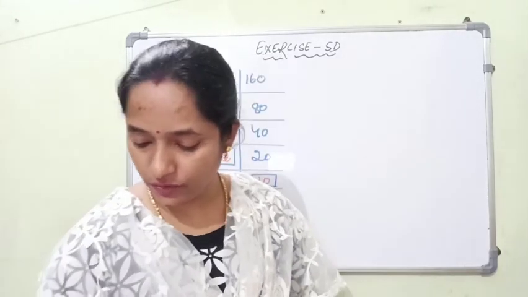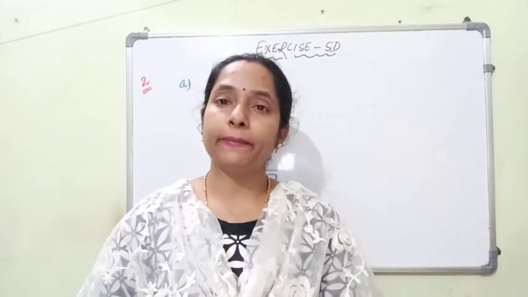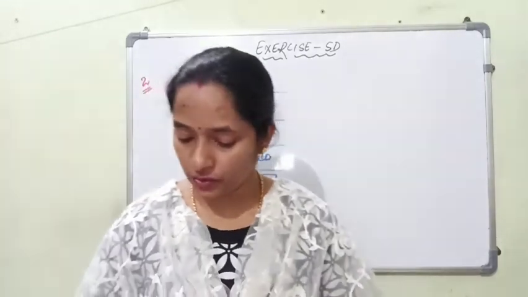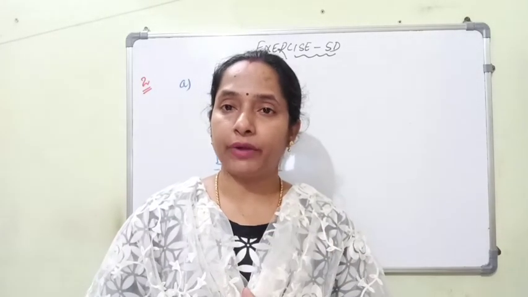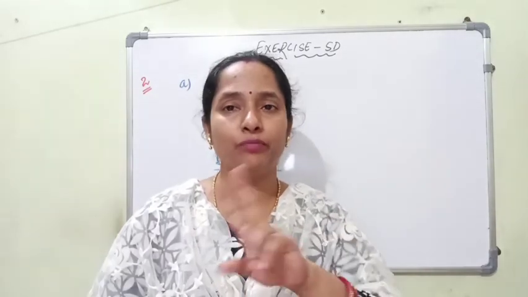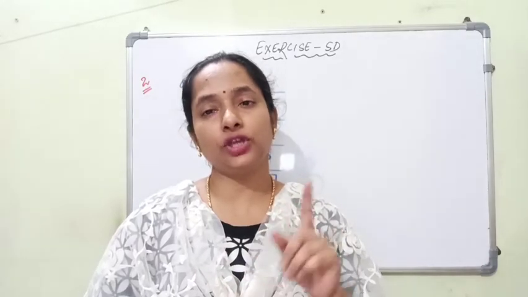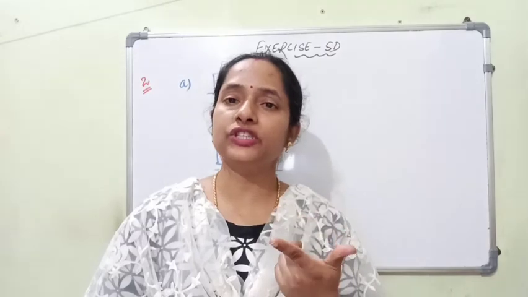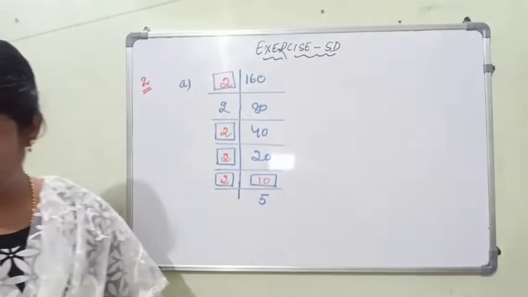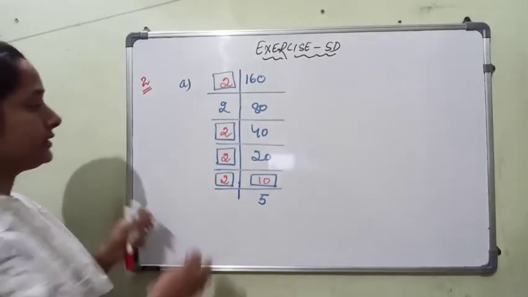Okay, the next question we have is question number 3. Obtain the prime factorization of the following numbers by factor tree method and division method. So here you have to do the prime factorization of every number by both methods, by division method as well as by factor tree method. I am going to help you with one sum, then the rest you have to do by yourself.